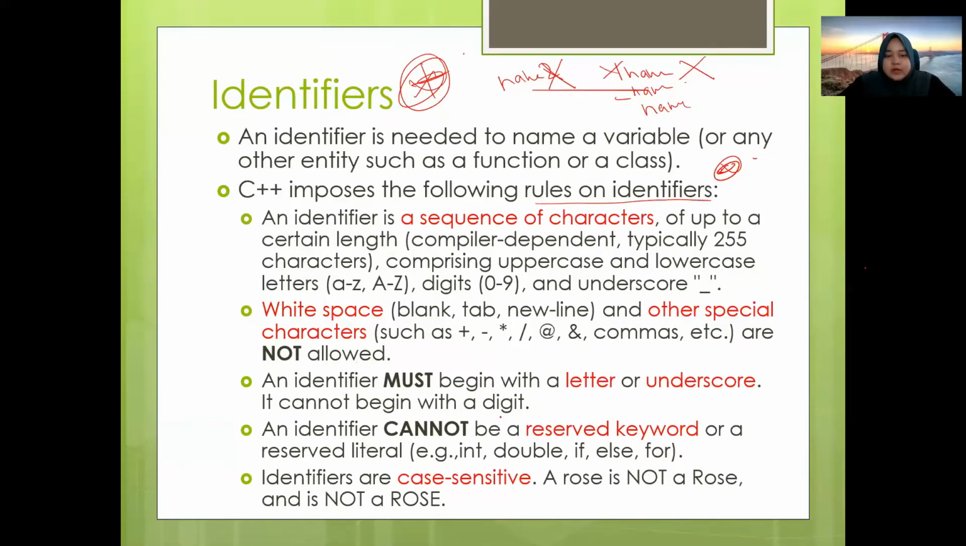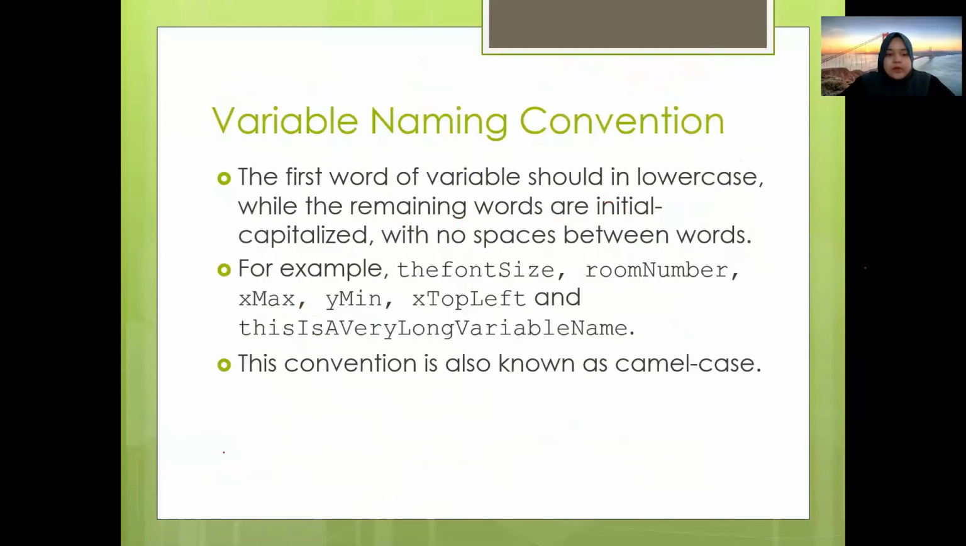An identifier cannot be a reserved keyword or a reserved literal. Remember, tak boleh. Untuk nama variable awak tak boleh gunakan integer, double, if, else, for, tak boleh. Itu semua adalah reserved word. Main pun tak boleh. Okay? Okay, this is very important.